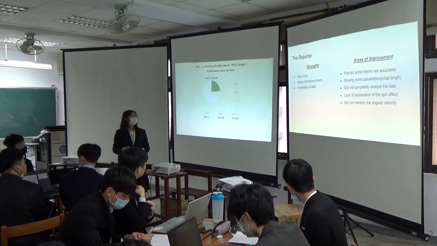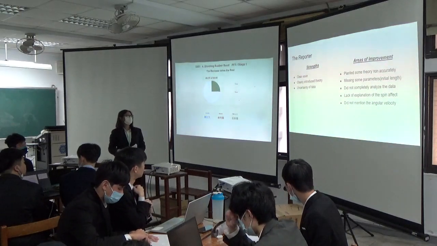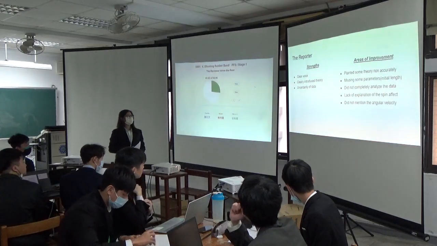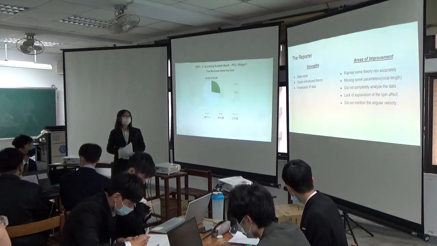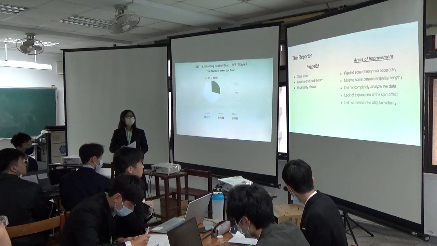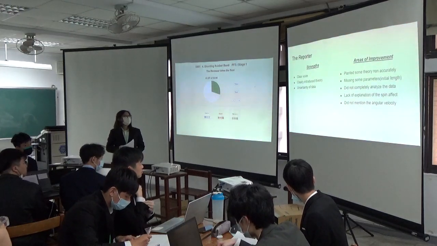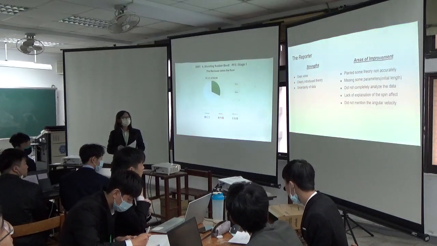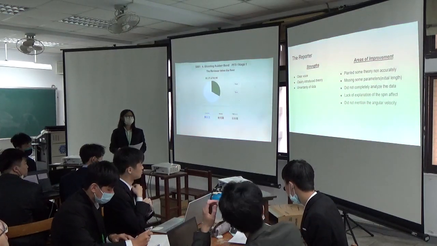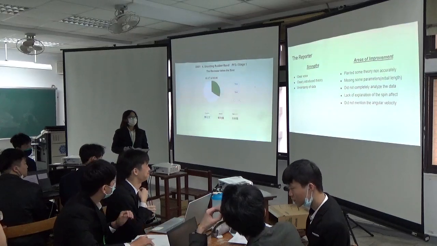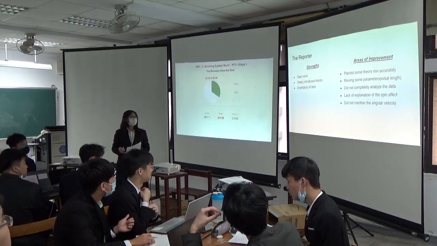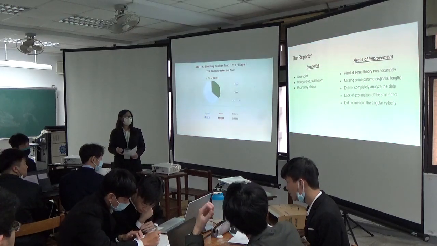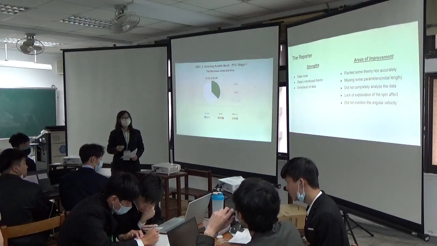For the reporter, they have some strengths, including a clear voice, clearly introduced theory, and also the uncertainty of the data. But for areas of improvement, they presented some theory not accurately, and they missed some parameters, for instance, initial length. They did not completely analyze the data, they lack an explanation of the spin effect, and they did not mention the angular velocity.